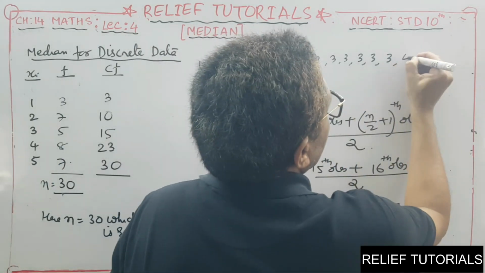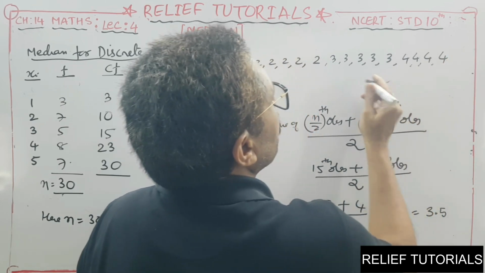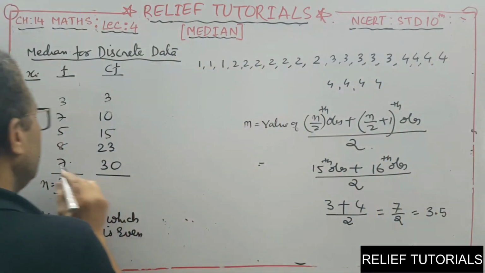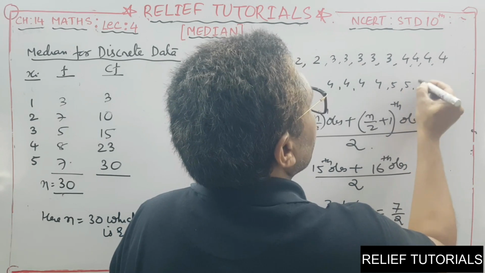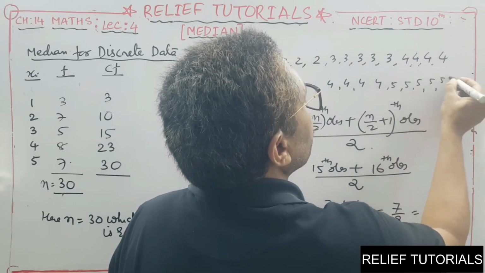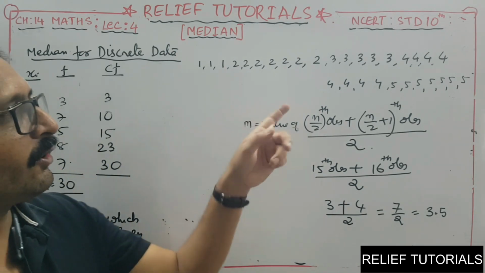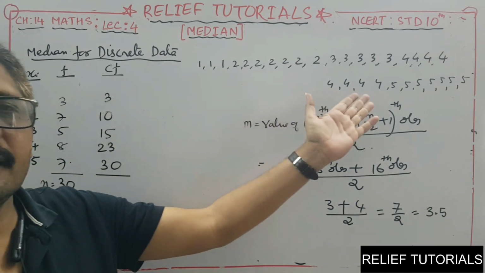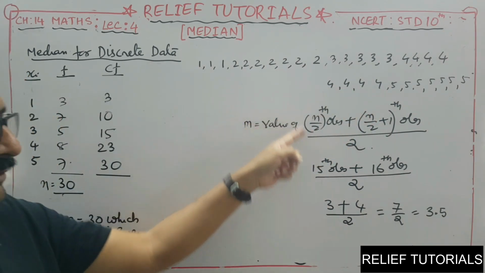8 students got 4 marks: 4, 4, 4, 4, 4, 4, 4, 4. How many students got 5 marks? 7: 5, 5, 5, 5, 5, 5, 5. So we have arranged these observations in ascending order. Now you want to find the median. Now it is ungrouped data, and you can find the median. If it is ungrouped data, n is equal to how much? 30. So this is the way you can find it.